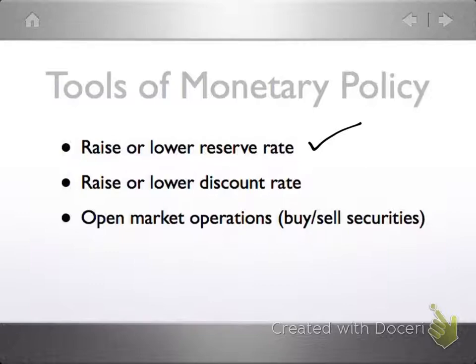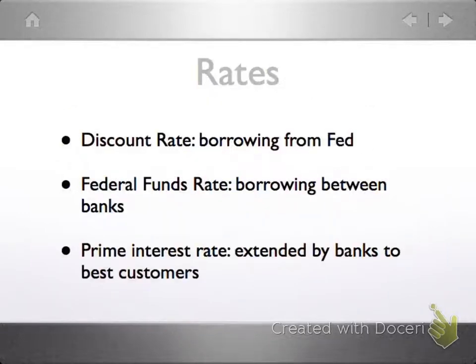Number 2, raise or lower the discount rate. We'll do that. The discount rate is when you borrow from the Fed. The federal funds rate is when you borrow in between banks, and the prime interest rate is extended by banks to their best customers. Now, all these rates are interest rates, which is the rental rate of money.